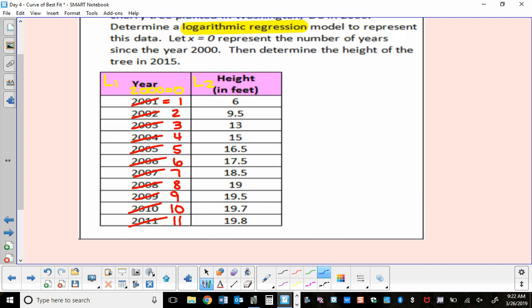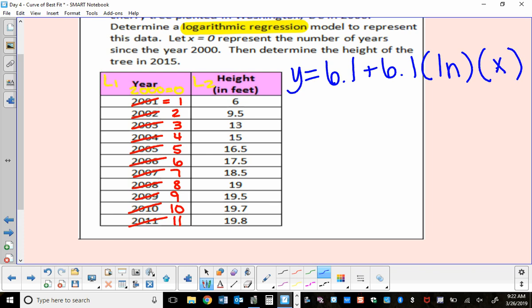My L2 would be my height. They told me to use my log function. The log function is basically ln. Okay? In your calculator, your log function will give you y equals 6.1, write this down, plus 6.1 times ln times x.